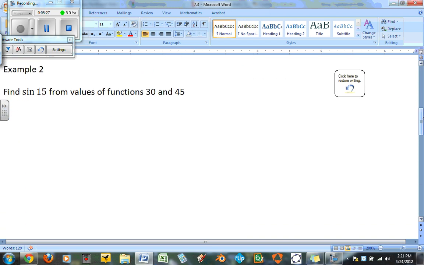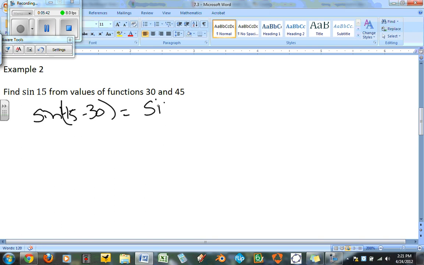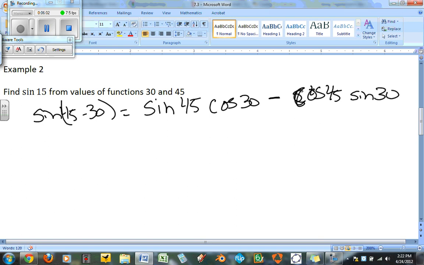So again, this is kind of the same deal. Find the sine. All right. So we know that it's the sine of 45 minus 30 would give you 15. All right. So it goes sine, cosine, cosine, sine. So the sine of 45 degrees and then the cosine of 30 degrees, same sign in between, minus, okay, the cosine of 45 times the sine of 30. That's what your equation says.